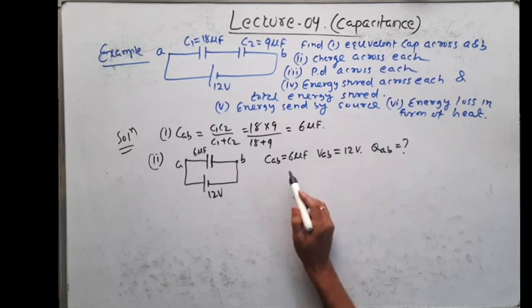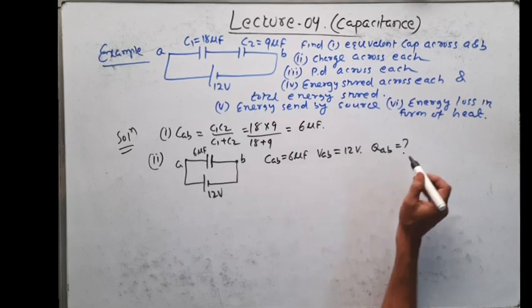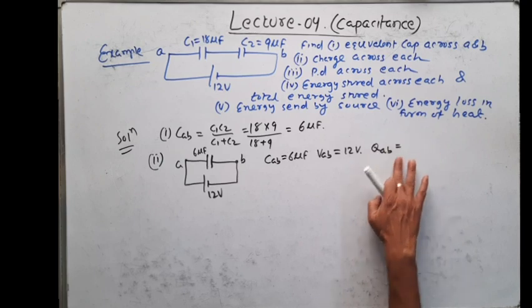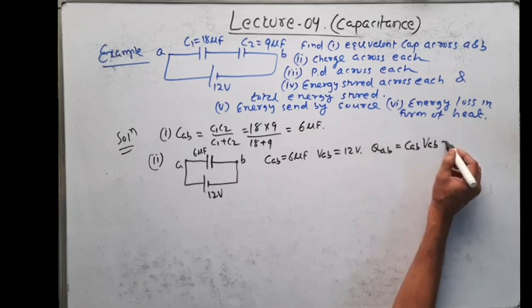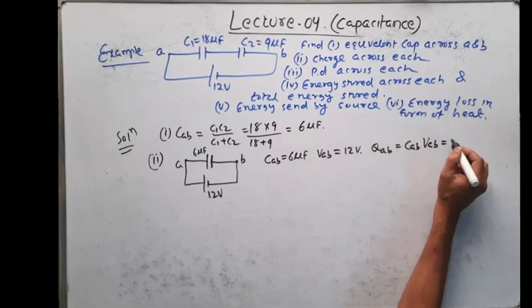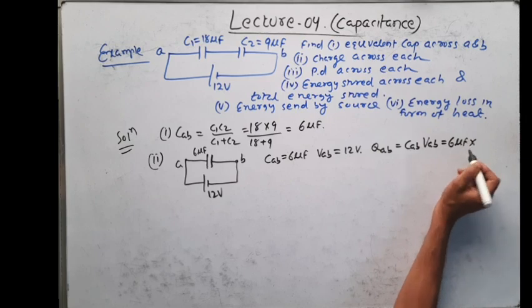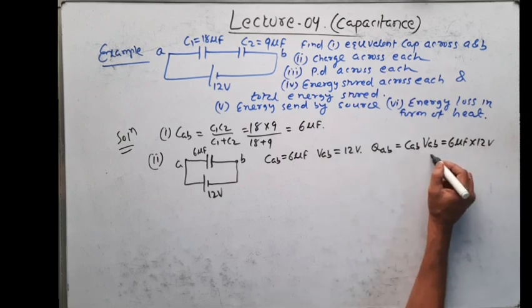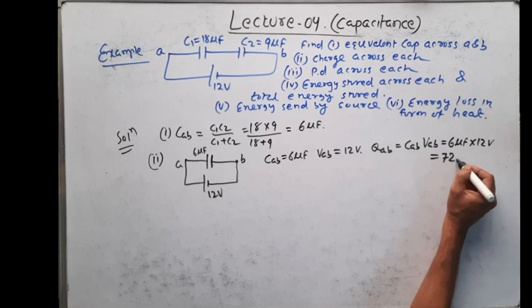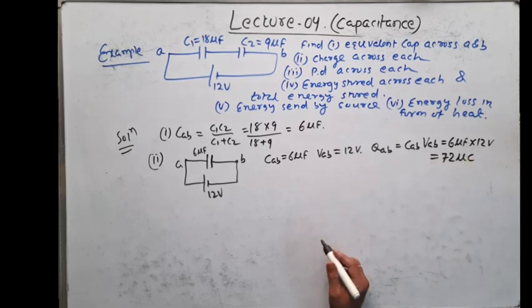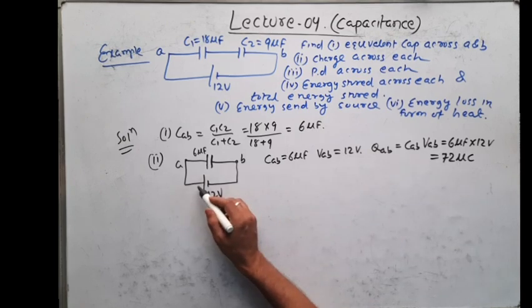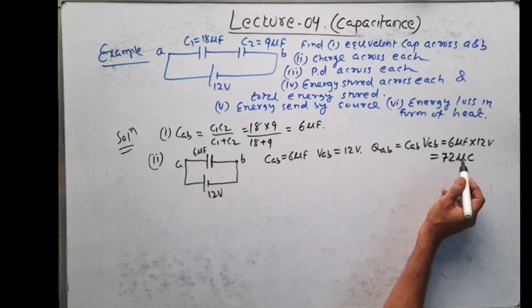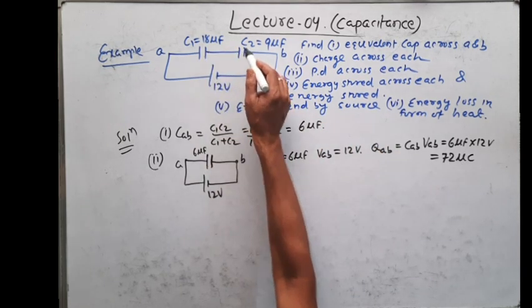What is the formula? C is equal to Q by V, or Q is equal to CV. So I can write QAB is equal to CAB into VAB. That is equal to 6 microfarad into 12 volt, which is 72 microcoulomb. This is the charge given by this source, and this 72 microcoulomb will be stored in C1 as well as C2.